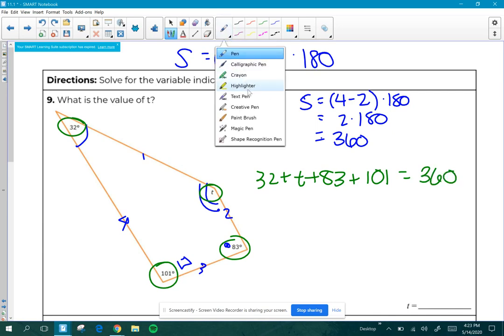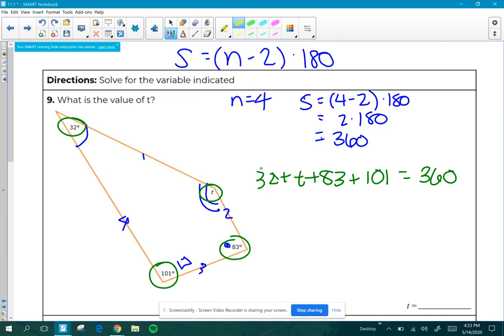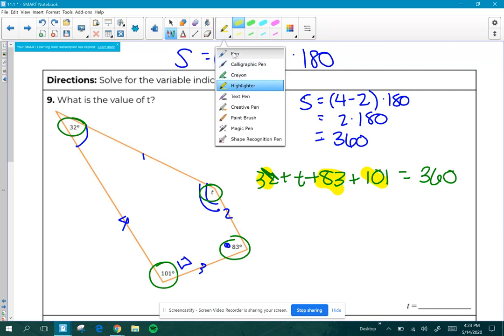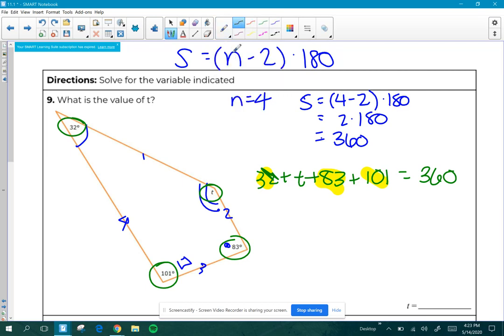And then my next step, I want to combine like terms. I have 32, 83, and 101. Those like terms can be combined. So if I do 32 plus 83 plus 101, that gives me 216. Have to bring the t down. So plus t equals 360.